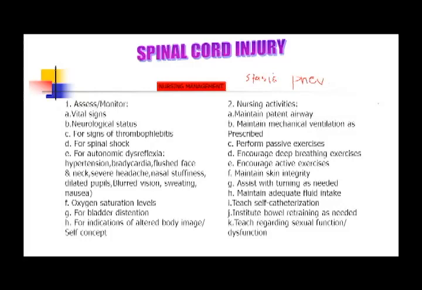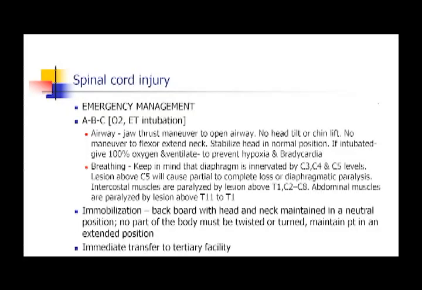Institute bowel retraining as needed. So, you should have a fixed routine for bowel and bladder movement. Teach regarding sexual function or dysfunction if they have problems with arousal, they have problems with increasing libido, etc.